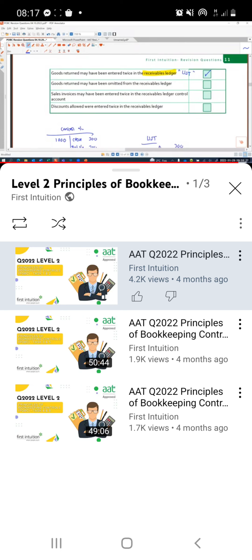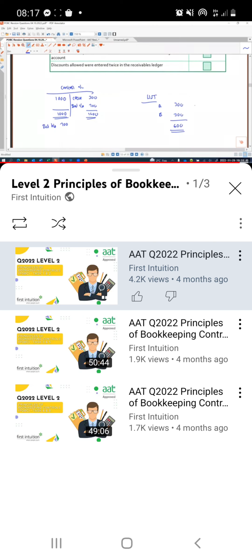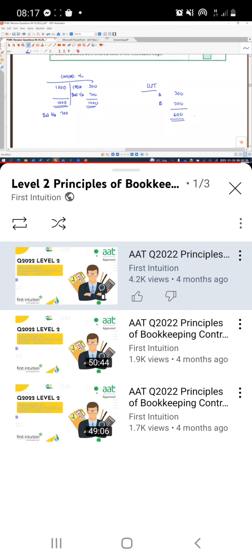Next one. Goods returned may have been omitted from the receivables ledger. So I've got to forget the first one now and think about something completely different. If the customer returned the goods and you forgot to record the return in the list, then the list would be showing too high a balance, because it would be showing the goods are still owing where actually they've been returned.